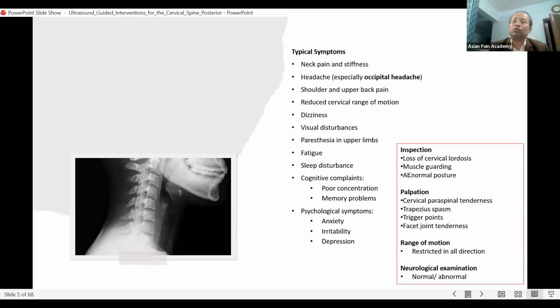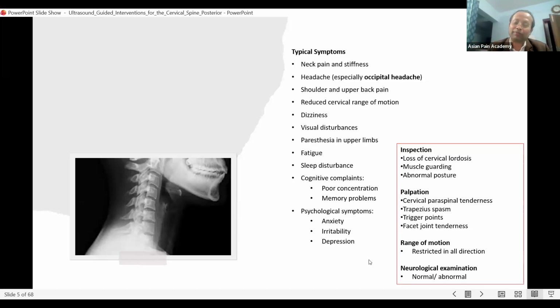You will do an inspection to see whether there is loss of lordosis and a stiff cervical spine. The patient will come with a stiff spine, muscle guarding, abnormal posture, all these things you will see. And then palpation: cervical paraspinal tenderness, trapezius spasm, trigger points, and facet joint tenderness. All these things you can see by palpating. For diagnosis purposes, range of motion will be restricted in all directions.